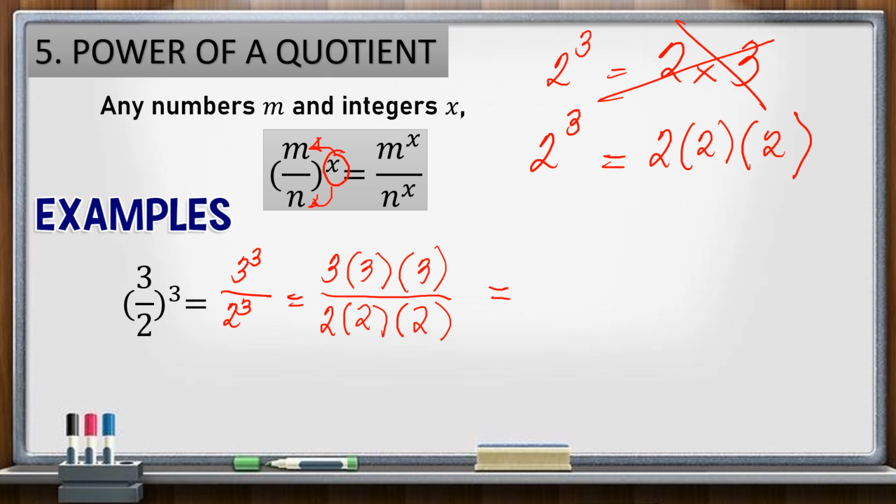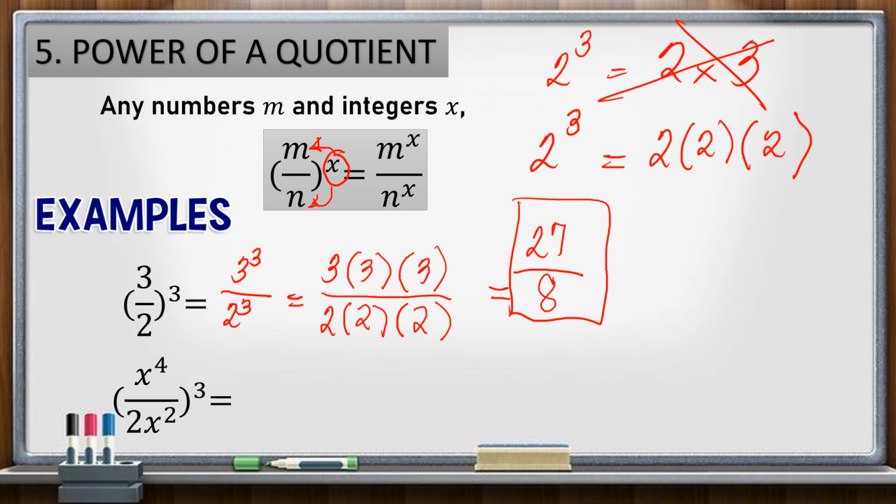So therefore, to simplify, 3 times 3 will give us 9, times 3 will give us 27. All over, 2 times 2 is 4, times 2 will give us 8. Since there is no common factor except 1 between 27 and 8, this will be our final answer. Okay, that is the power of a quotient rule. How about this next example? We have here x raised to 4 divided by 2x raised to 2, or 2x squared, then raised to 3.